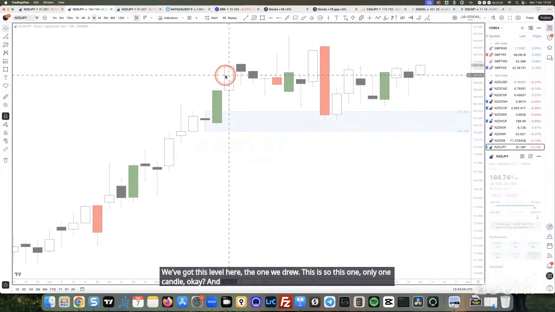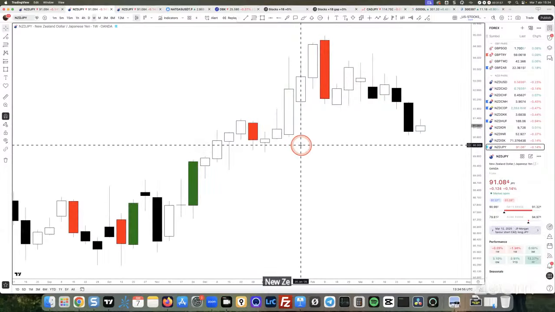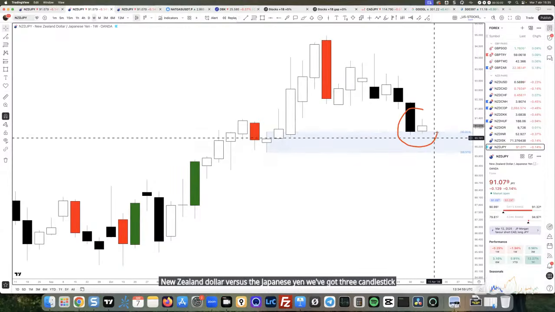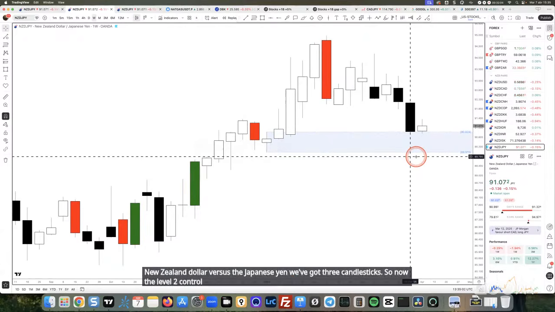And when we go to the Kiwi, New Zealand dollar versus the Japanese yen, we've got 3 candlesticks. So now the level took control. So what do we need to do? Buy. As simple as that.